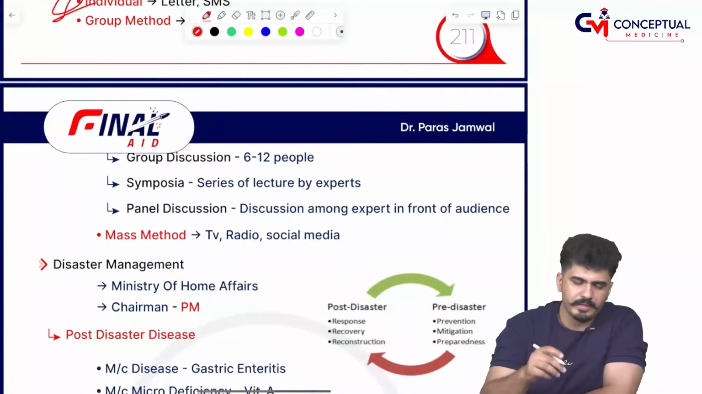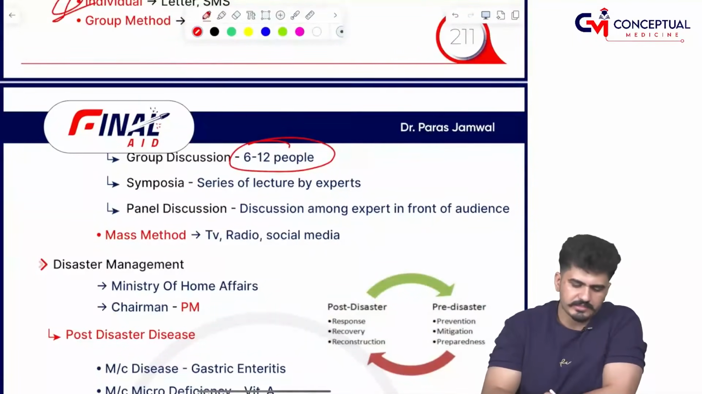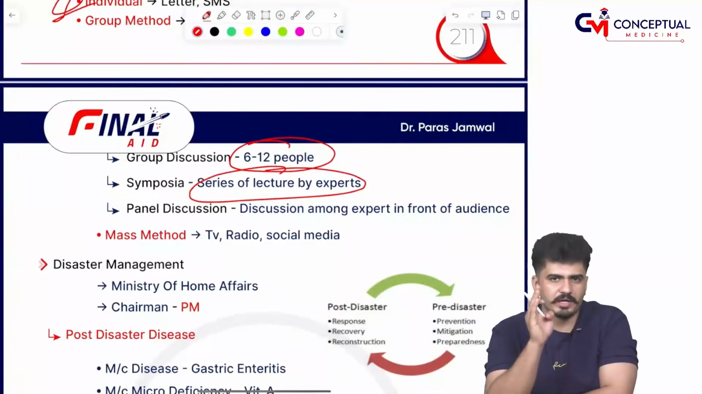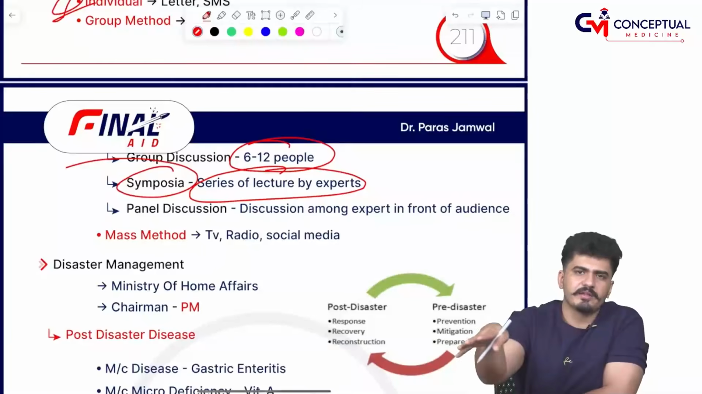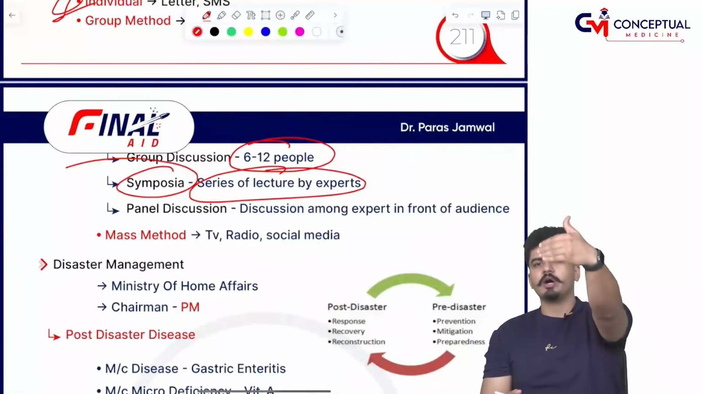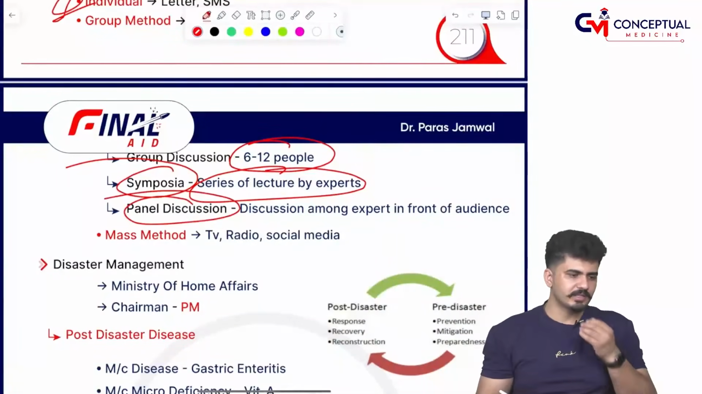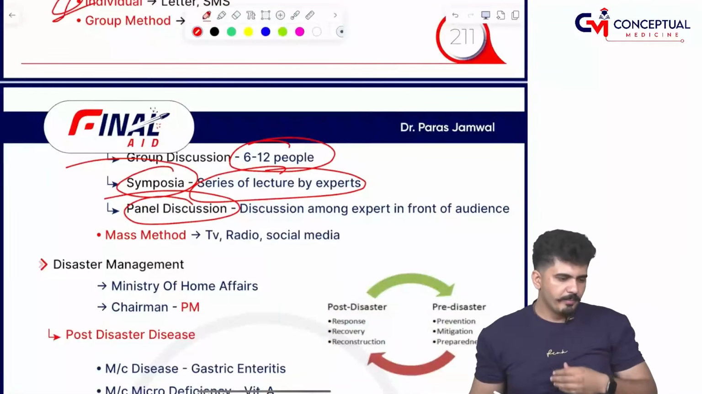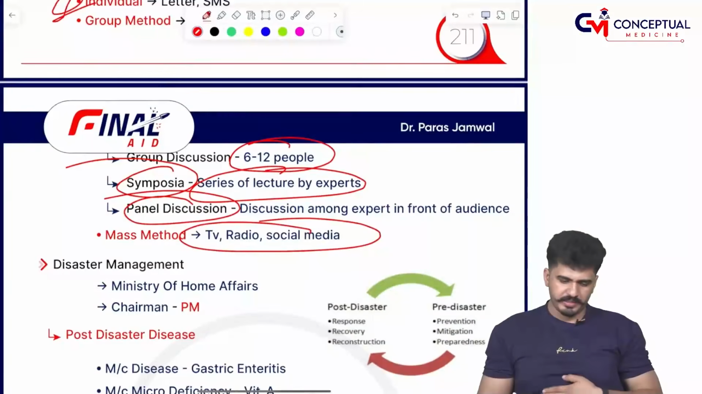Group method is what, sir? Your group discussion, 6 to 12 people, if they are discussing, it's group discussion. If a series of lecturers or experts are coming, giving lecture and going, that is called symposia. And if 12 people are sitting around, discussing something and the audience is watching, like we have a news channel debate, that is called panel discussion. And mass communication method is radio, social media, etc.